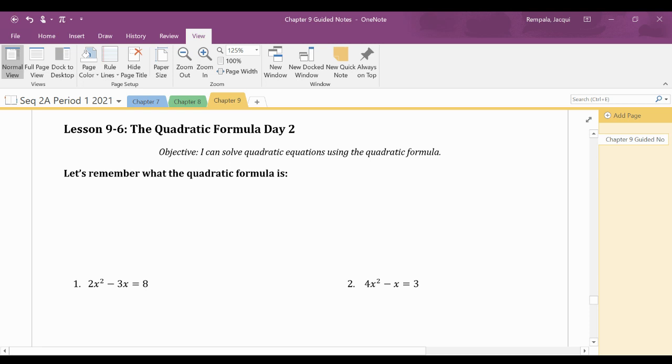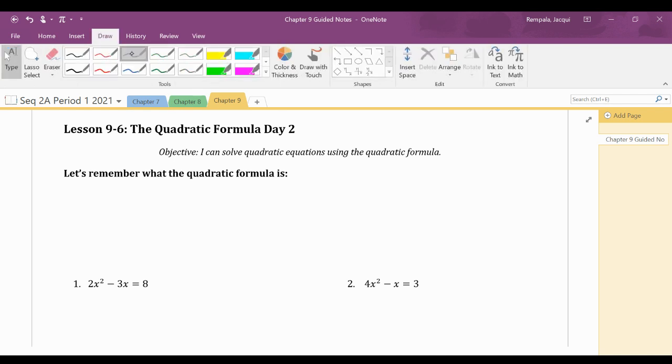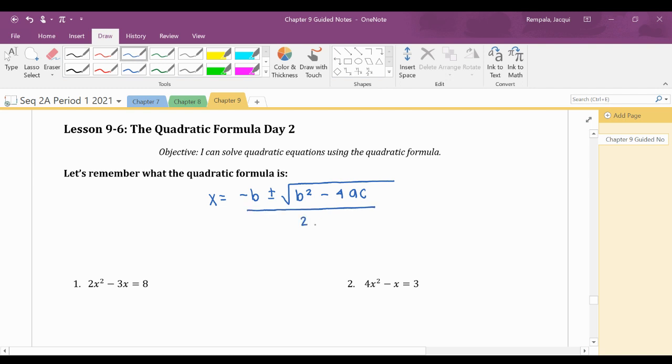Today we're going to look at lesson 9.6. We're still doing the quadratic formula in order to solve. So just a reminder, the quadratic formula, which will always be given to you, is x equals negative b plus or minus, under the square root, we will have b squared minus 4ac, and that's all over 2a.